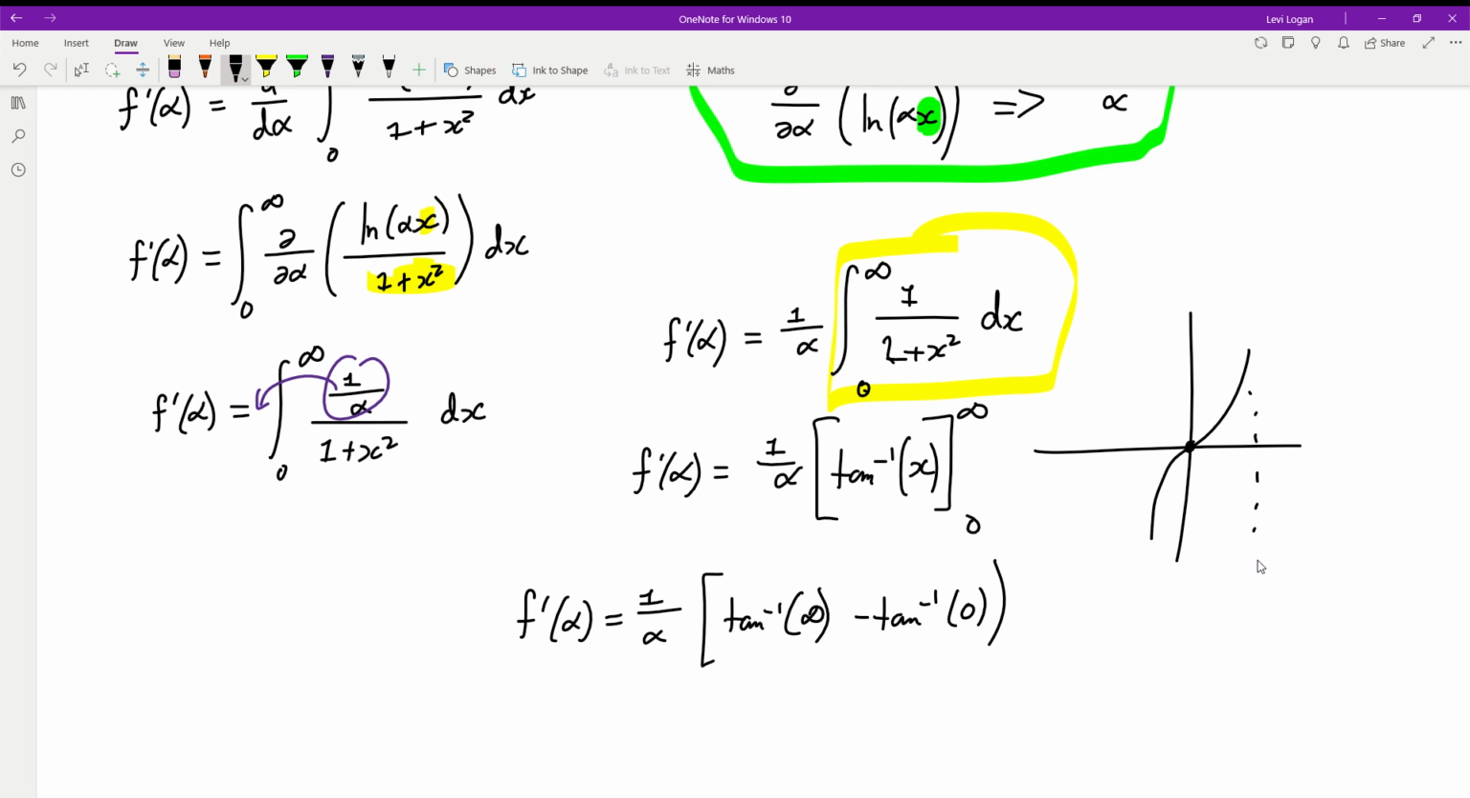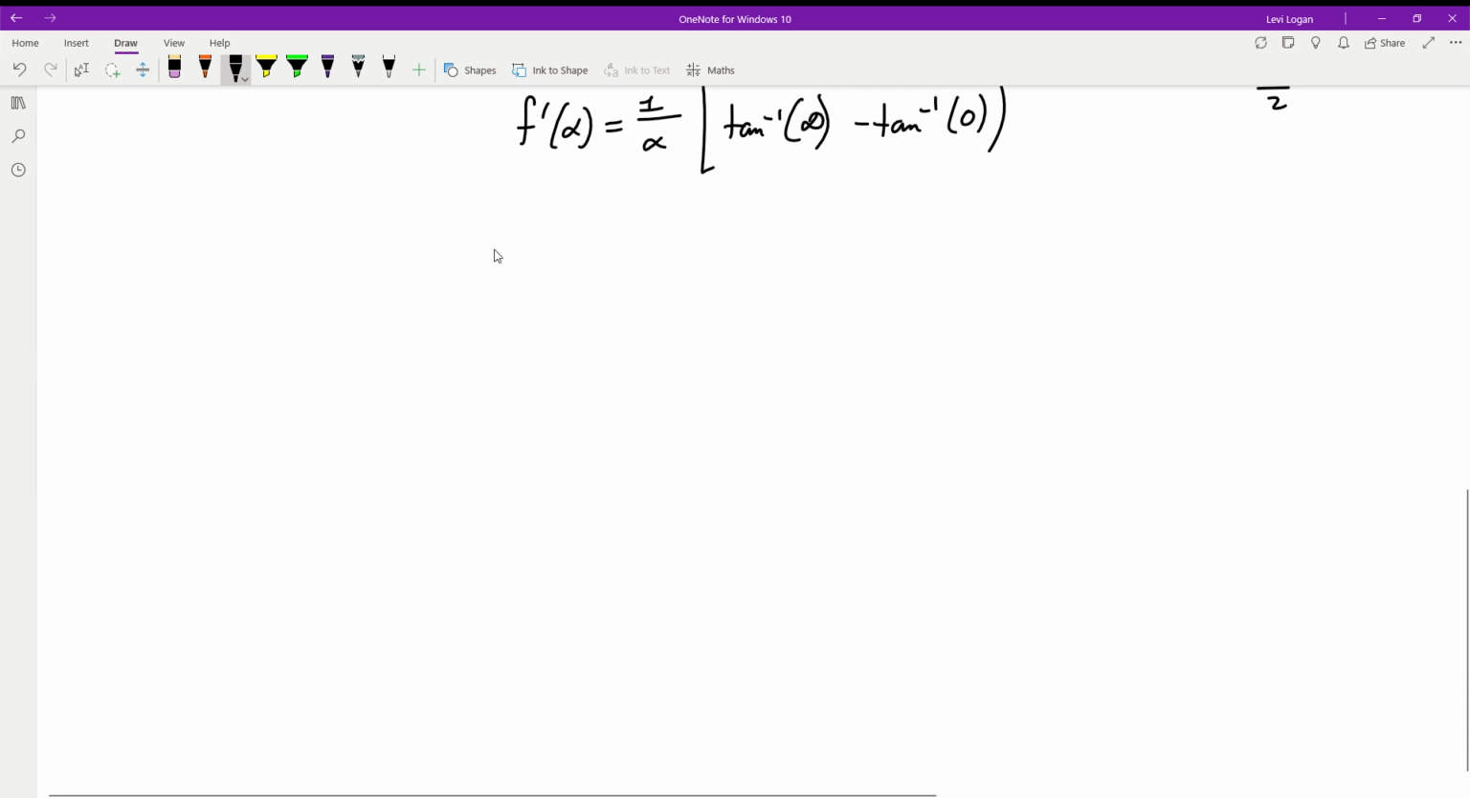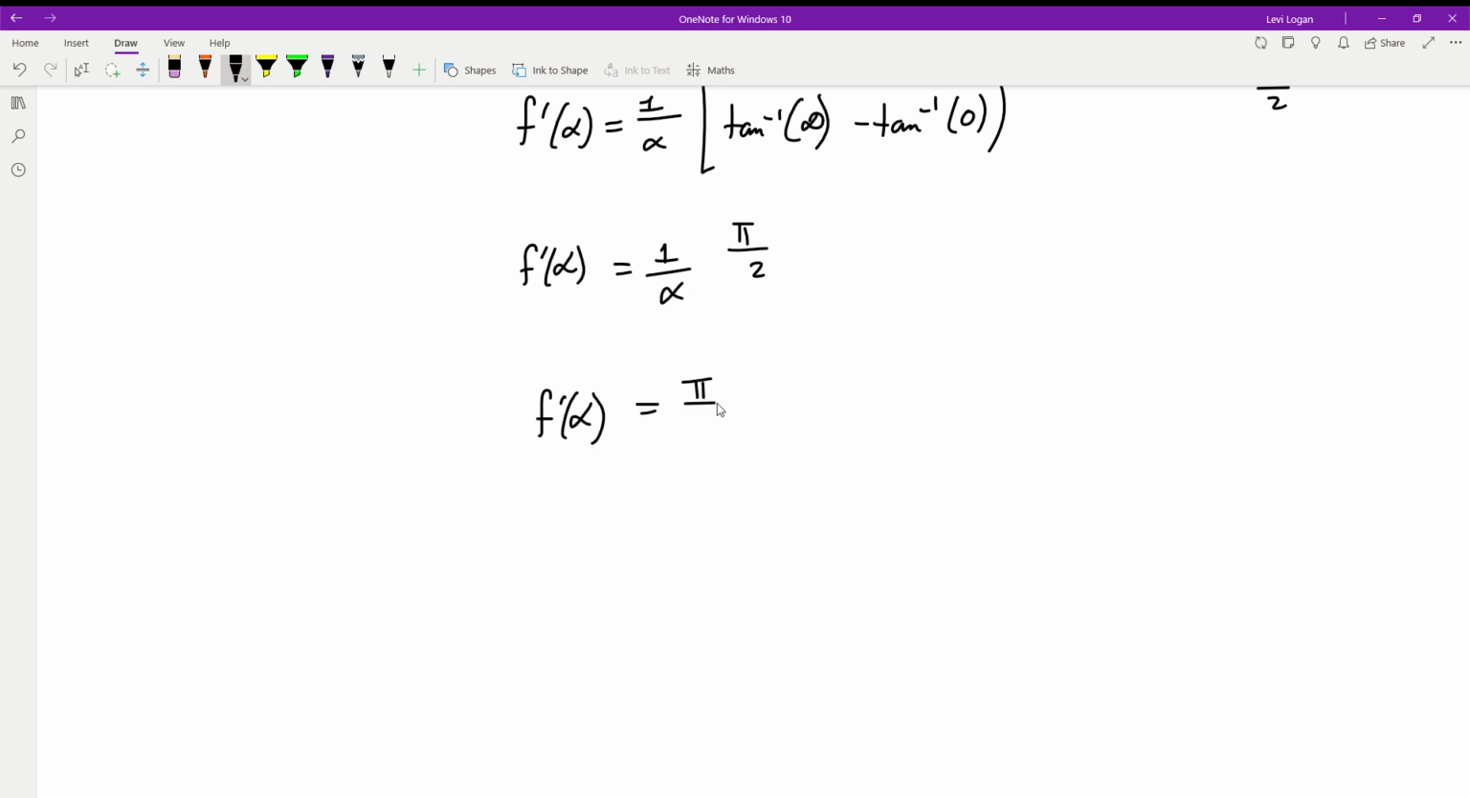because if you look at the tan curve, as it goes to infinity, it approaches pi on 2. So that means when you take tan inverse of infinity, you should get pi over 2 because of this asymptote here. So we're going to have f dash of alpha is equal to 1 on alpha times pi over 2, and then tan inverse of 0 is 0, so what we have is just f dash of alpha is pi on 2 times 1 on alpha.